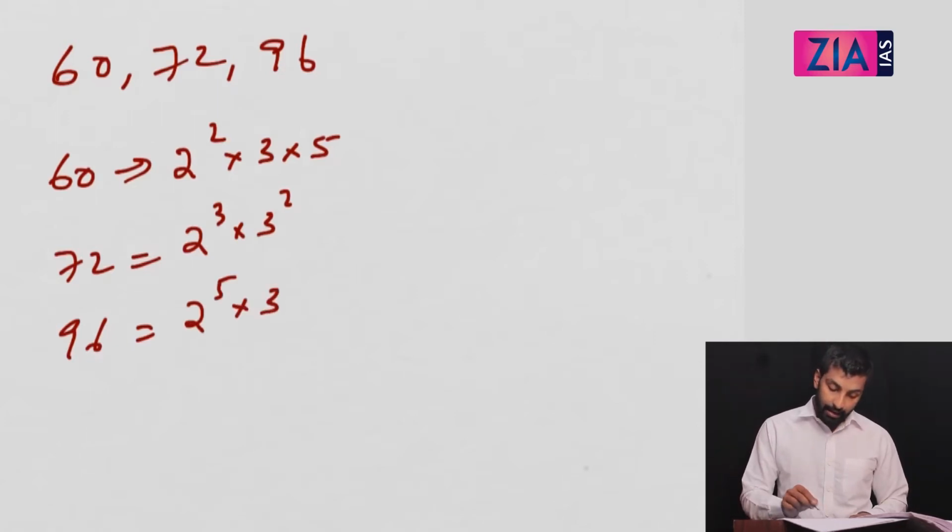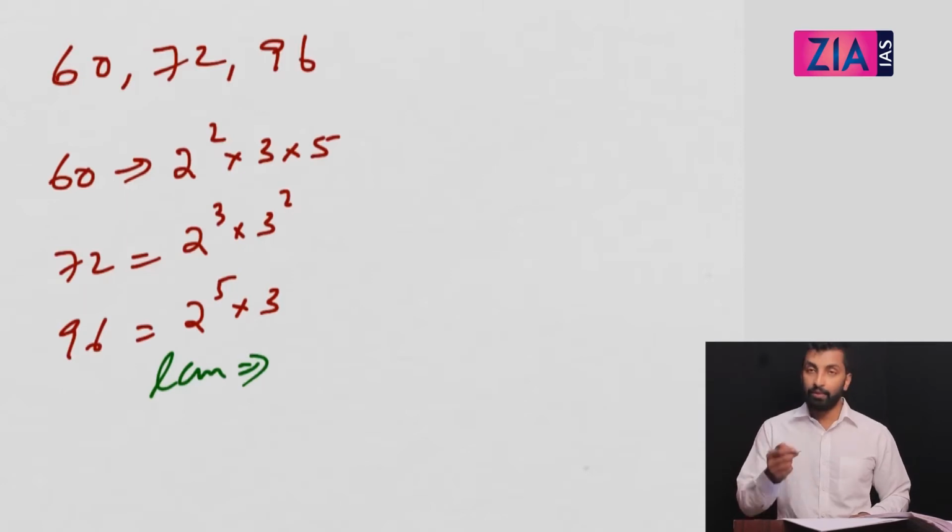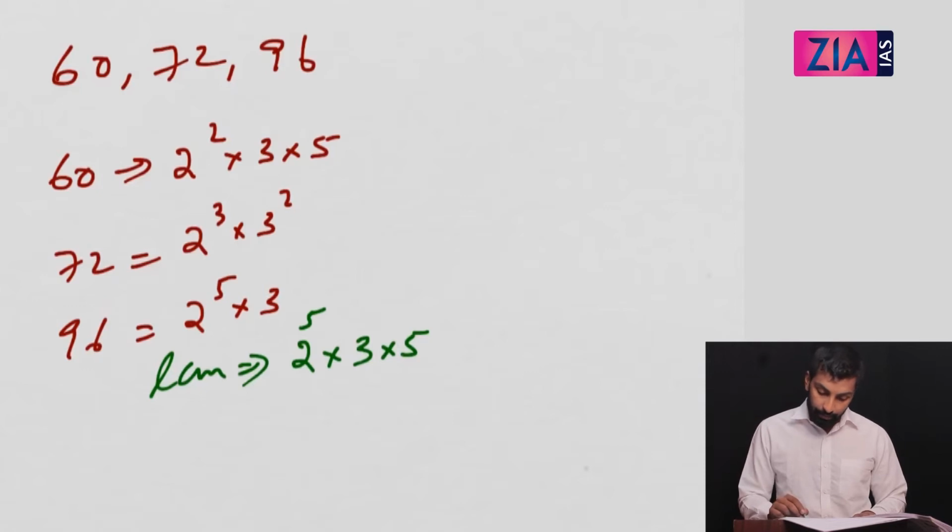And LCM, I told you, is everything which is involved in this prime factorization, that is 2, 3 and 5, with the highest power. So 2 highest power is 5, 3 highest power is 2 and 5 highest power is 1. So this is your LCM.